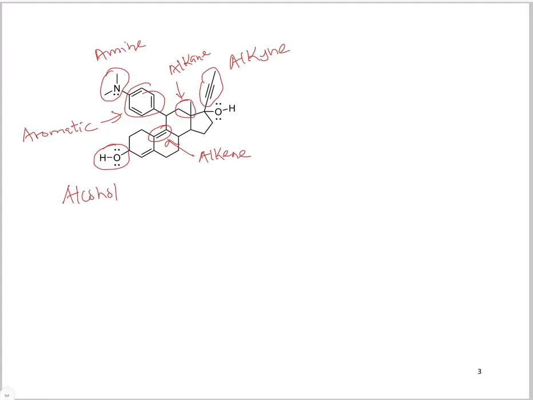Let us see how many functional groups we identified. 1, 2, 3, 4, 5, 6. Of course, there's another alcohol over there. Anything else we left out? I don't see any, so I guess we got it. All right.